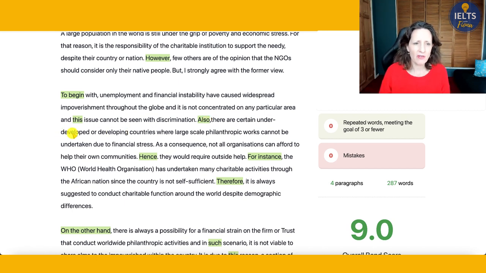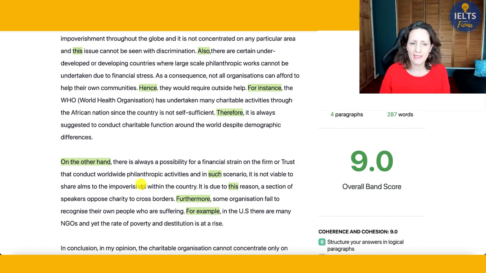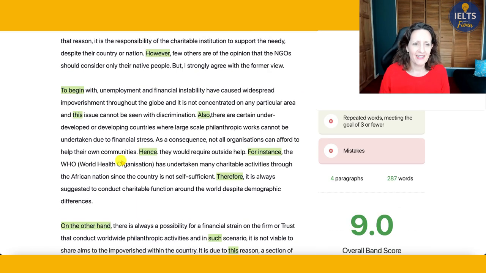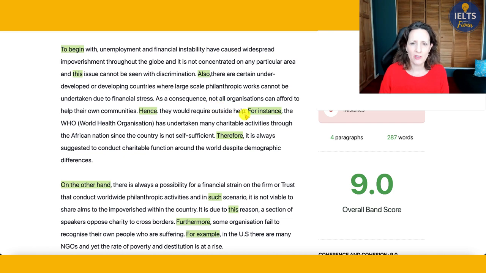There are certain undeveloped or developed countries where large-scale philanthropic works. Okay, nice word, philanthropic. It is duplicated later. Philanthropic cannot be undertaken due to financial stress. As a consequence, not all organizations can afford to help their own communities. Hence, comma, they would require outside help. For instance, has undertaken many charitable activities through the African nation since the country is not self-sufficient.